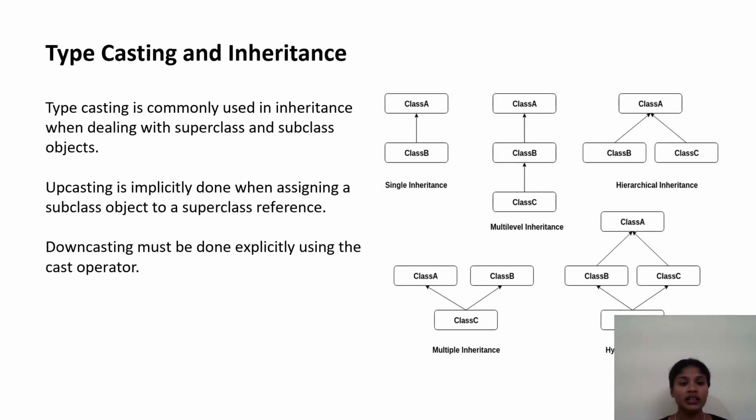Typecasting and inheritance. Typecasting is commonly used in inheritance when dealing with superclass and subclass objects. Upcasting is implicitly done when assigning a subclass object to a superclass reference. Downcasting is done explicitly using the cast operator.